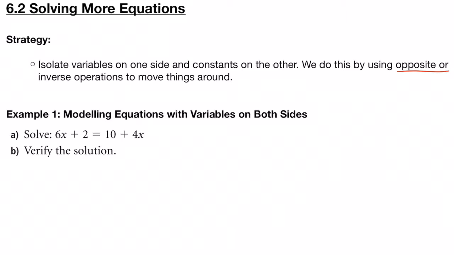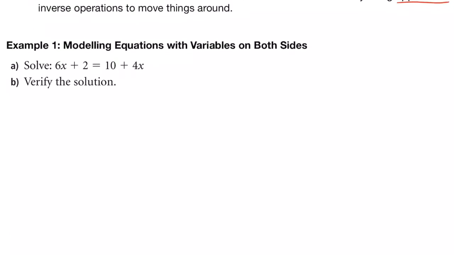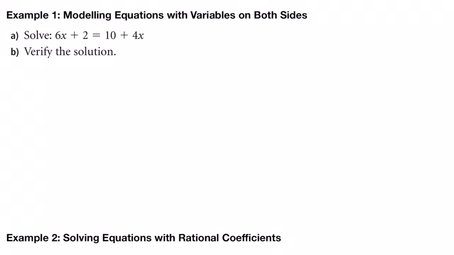So if it's positive on one side and you want to move it around, you have to do the opposite, which is subtract by the same term. So let's go through an example of how to do this. Example 1, we want to model equations with variables on both sides. So we have an equation here. We want to solve for x, and the equation is 6x plus 2 is equal to 10 plus 4x.